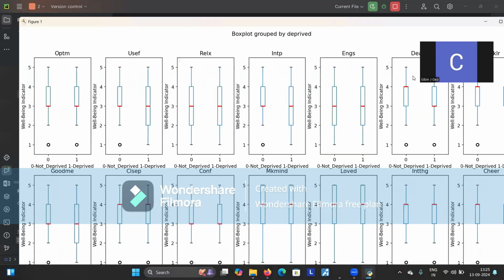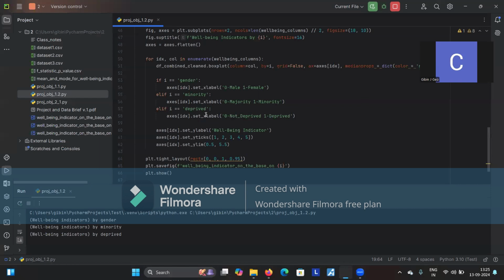On the basis of well-being indicator. Well-being indicator on the basis of, okay, anyway.